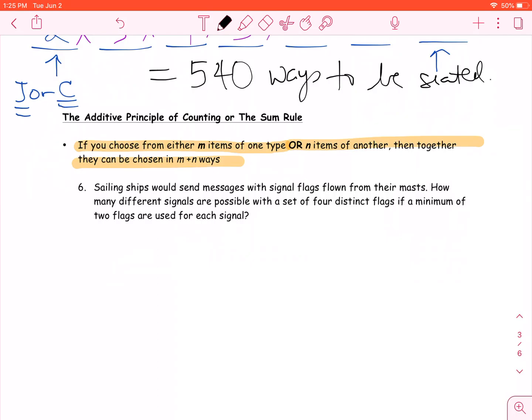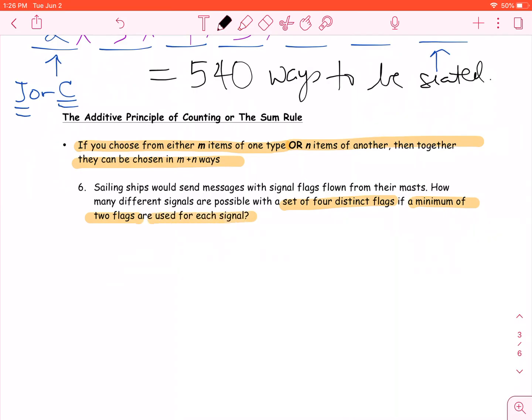So we can take a look at how a question could be set up to work through in that manner. So sailing ships would send messages with signal flags flown from their masts. How many different signals are possible with a set of 4 distinct flags if a minimum of 2 flags are used for each signal? Okay, so some things to highlight. The set of 4 distinct flags if a minimum of 2 flags are used for each signal.